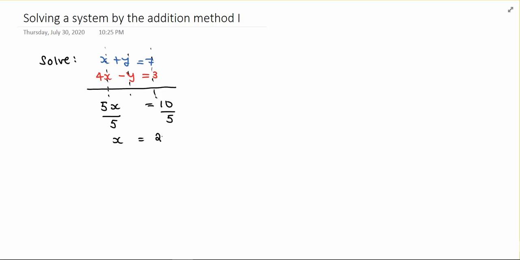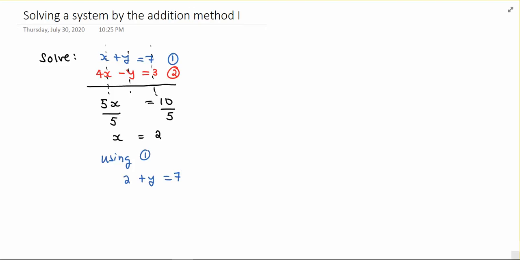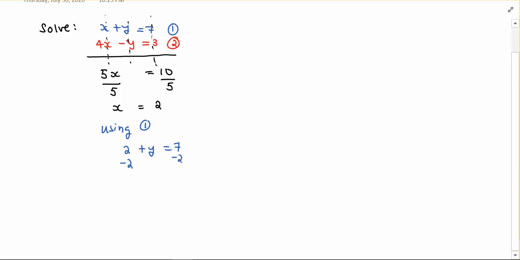And of course, once you find x, don't forget you have to find y. So I can use again either the blue or the red, or equation 1 or equation 2 to find y. So I'm going to use number 1. Using 1, I'm going to put in 2 for x. So 2 plus y equals 7. And so subtract a 2, and I get y equals 5. So my answer is 2 comma 5, x comma y, right there.